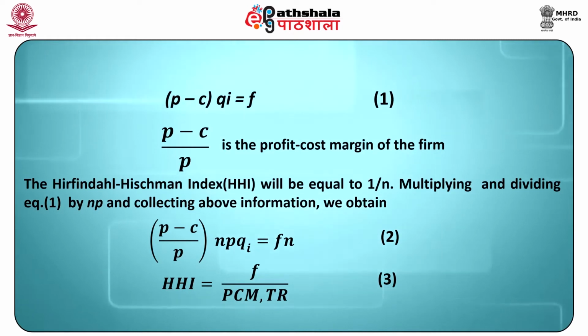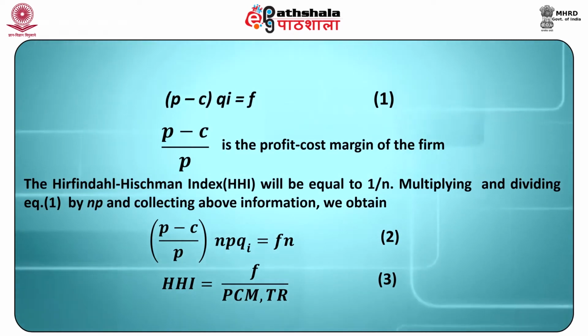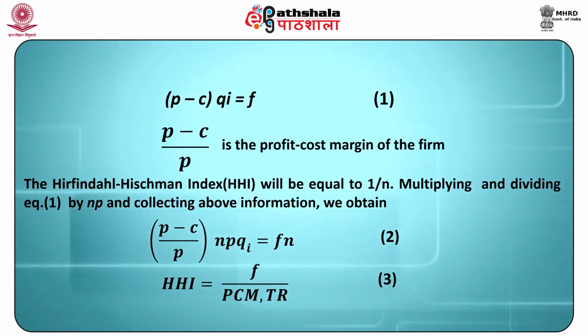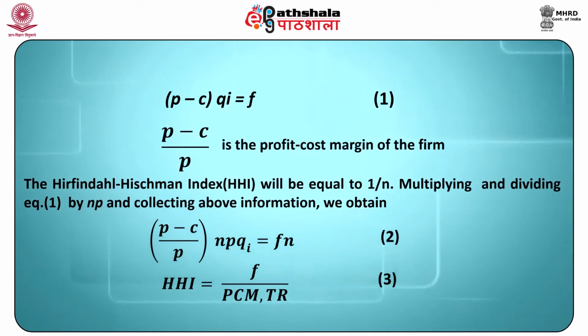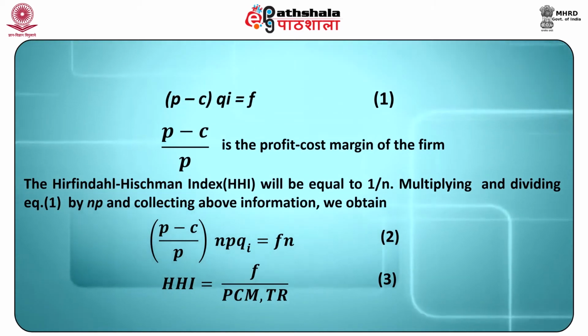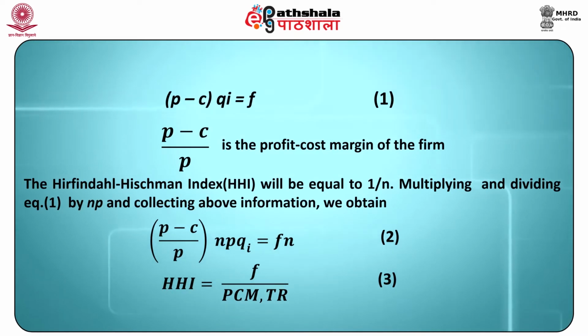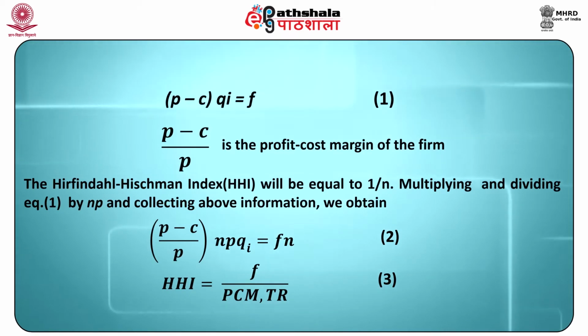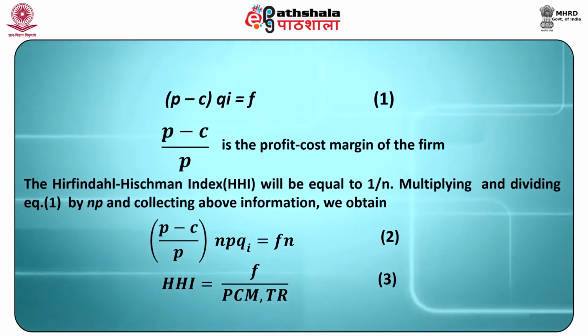Also denote the total revenue of a firm, P × Qi, by TR, and note that when all firms are symmetric and there are n firms in the industry in stage 2, the Herfindahl-Hirschman Index HHI will be equal to 1/n. Multiplying and dividing equation 1 by n and P, and collecting the above information, we obtain (P - C)/P × PQi = F/n. Second, that is, HHI = F/(PCM × TR).